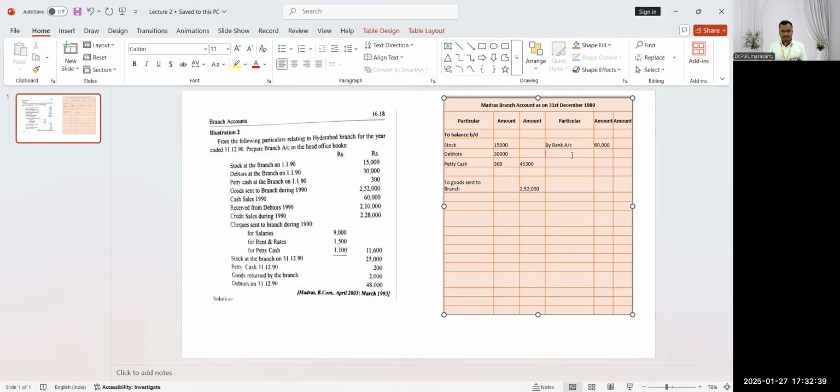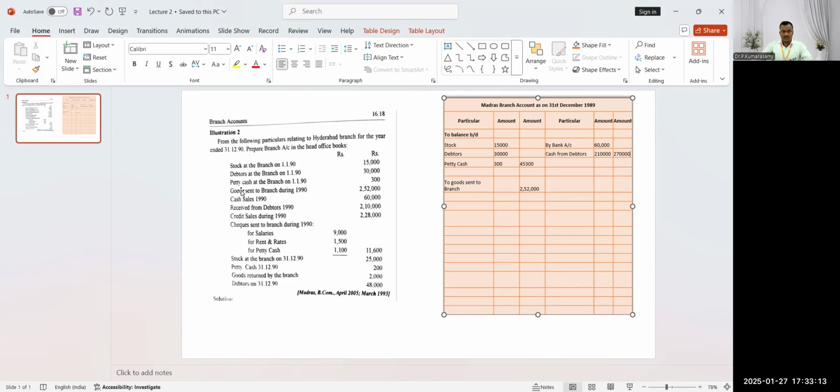Next one is what? Cash received from debtors. So here, cash received from debtors. Amount is 2,10,000. Total amount should be written in the outer column. Total amount 2,70,000.